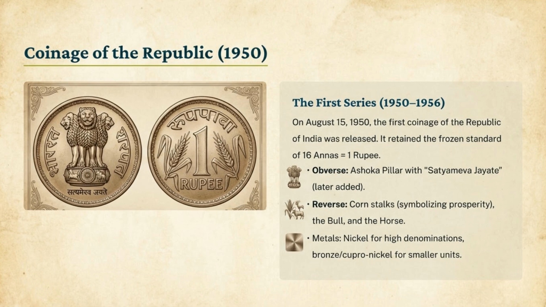The first coinage of the Republic was released on August 15, 1950. The first series retained the standard of 16 annas equals 1 rupee. The obverse featured the Ashoka pillar, while the reverse symbolized prosperity with cornstalks and animal motifs.